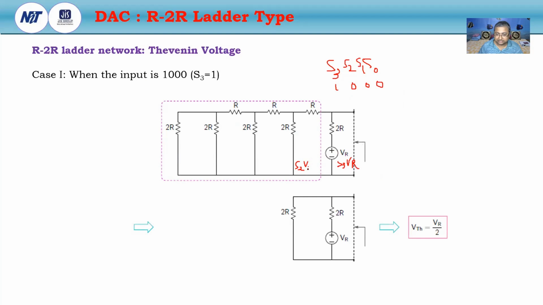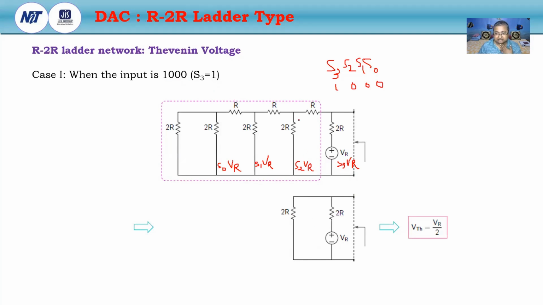S2 is 0, so for this reason this is grounded. Here this is S1 VR, and this is S0 VR. Sorry, this is S3 VR, connected to the first MSB, when we get 1, 0, 0, 0 as the input. So then what happens?